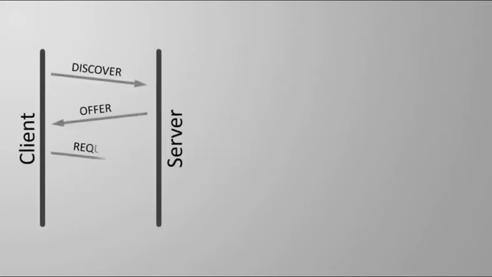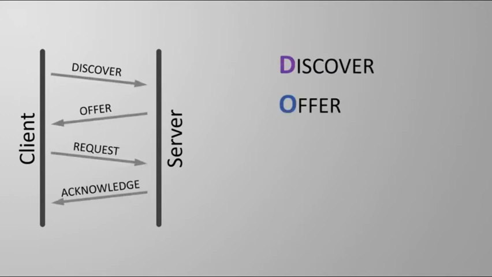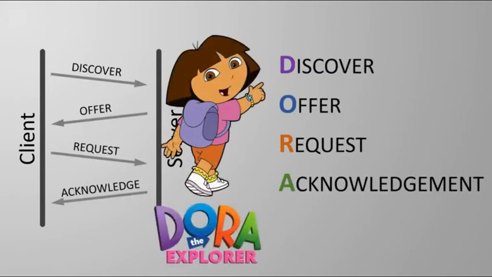Requesting an IP from a DHCP server is a 4-message process. If you want an interesting way to remember this process, just think of Dora the Explorer.